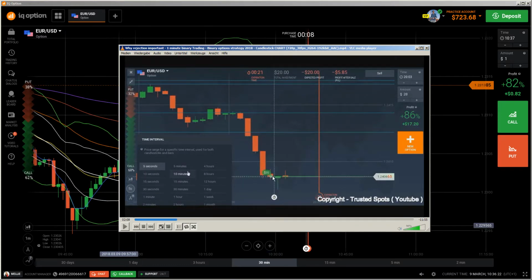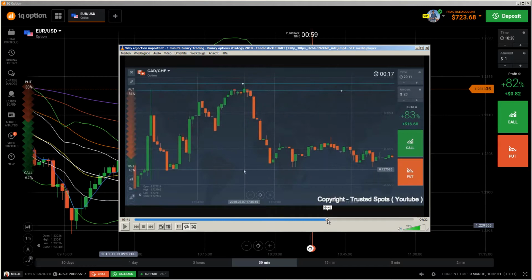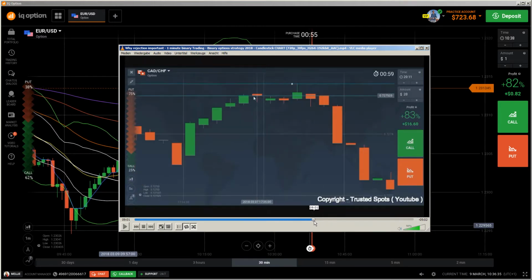This Dragonfly Doji. And now I'm going to show you what he is telling 7 minutes later, at 9 minutes and a few seconds. He is telling us this.